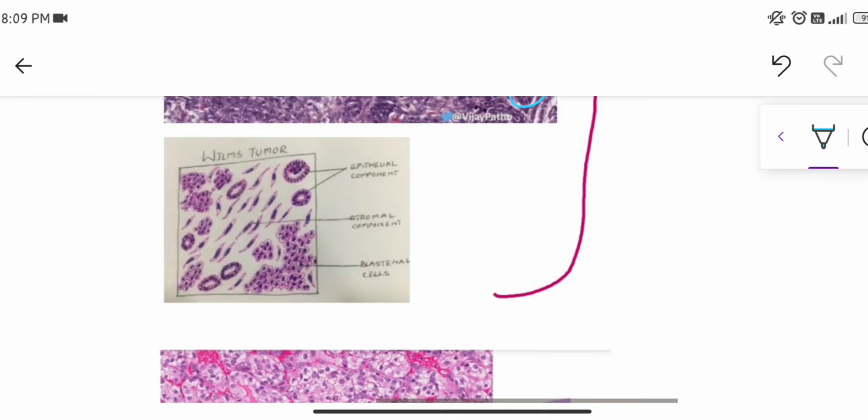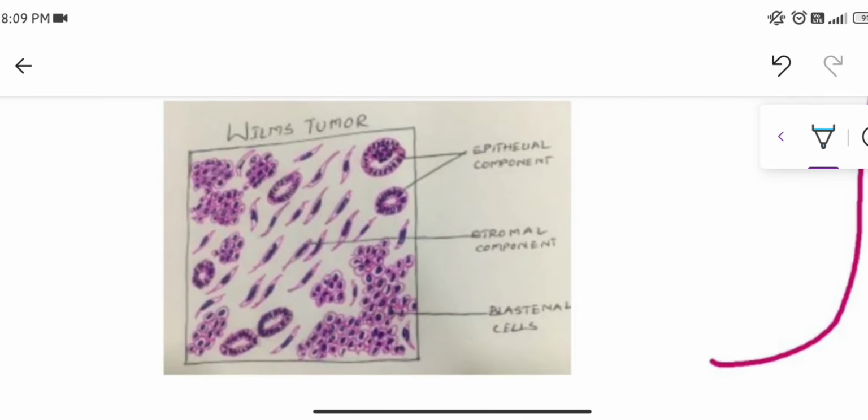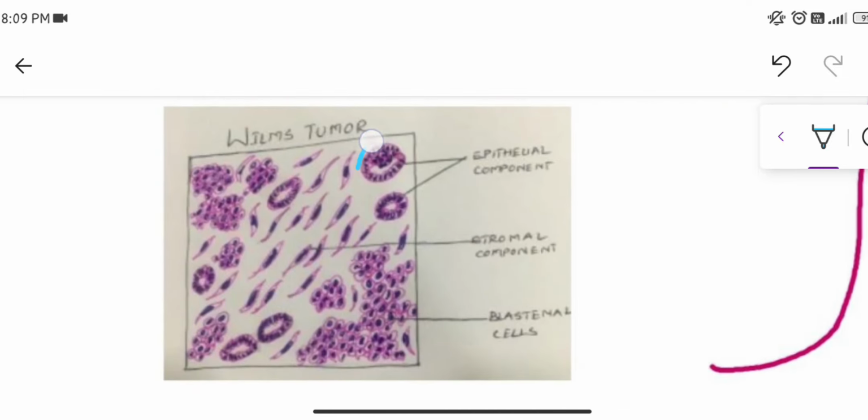Next you can see the hand drawn image. That is one epithelial component in the form of a duct. Next is the stromal component in the form of spindle shaped cells. Then the blastemal cells, which are small, round and dark blue cells.